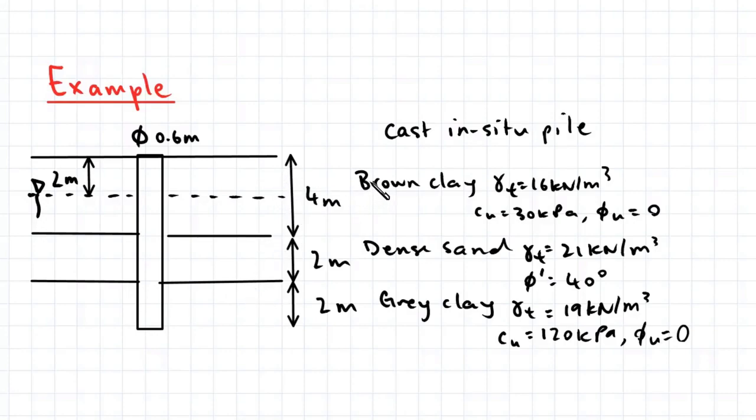The top layer is brown clay with a thickness of 4 meters. The second layer is dense sand with a thickness of 2 meters. And the last layer is grey clay with a thickness of 2 meters as well. The properties of each soil layer are given here. We also have a water table at a depth of 2 meters below the surface, and the pile diameter is 0.6 meters.